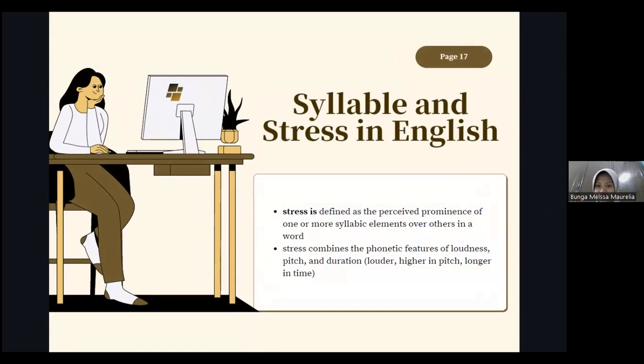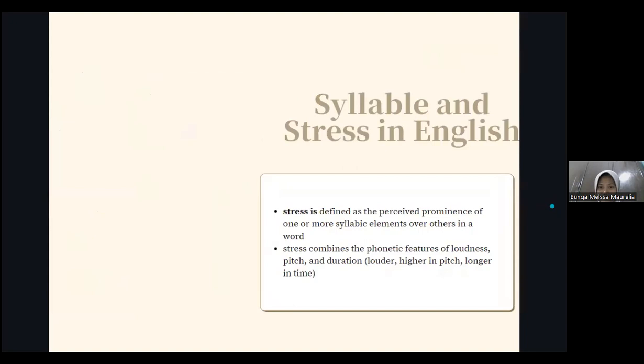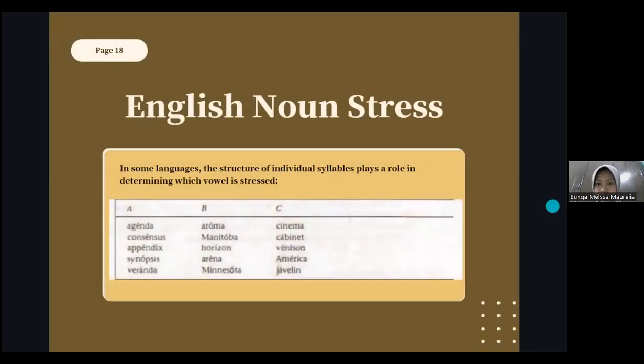Syllable and stress in English. Stress is defined as the perceived prominence of one or more syllable elements over others in a word. Stress combines the phonetic features of loudness, pitch, and duration, like louder, higher in pitch, and longer in time. In some languages, the structure of individual syllables plays a role in determining which vowel is stressed. Like in column A, agenda, and B, aroma, and C, cinema.